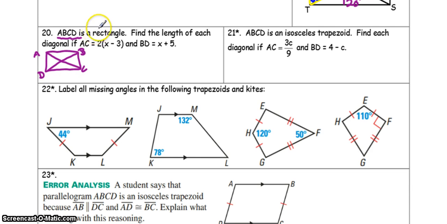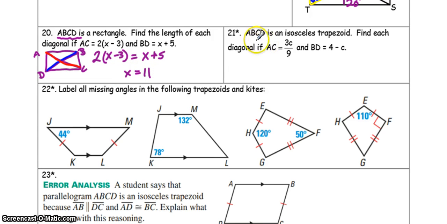Now you don't have to draw a diagram to remember that the diagonals of a rectangle are congruent, which means that this length right here in blue, DB, is going to be congruent to this length right here in red, AC. So we can take the two expressions we're given and set them equal to each other because, again, they'll be congruent. So 2 times x minus 3 equals x plus 5. And if you distribute that 2 and solve the equation, you'll end up with x equals 11.